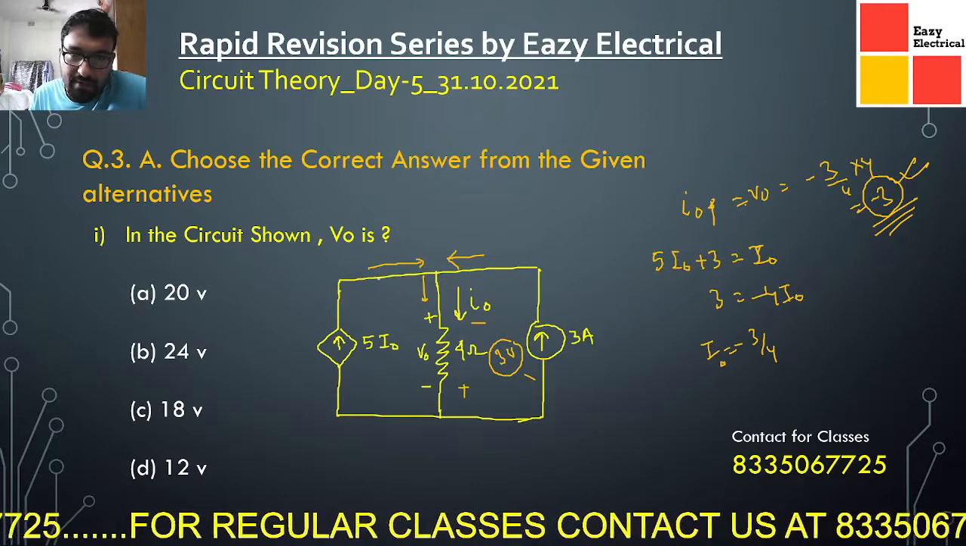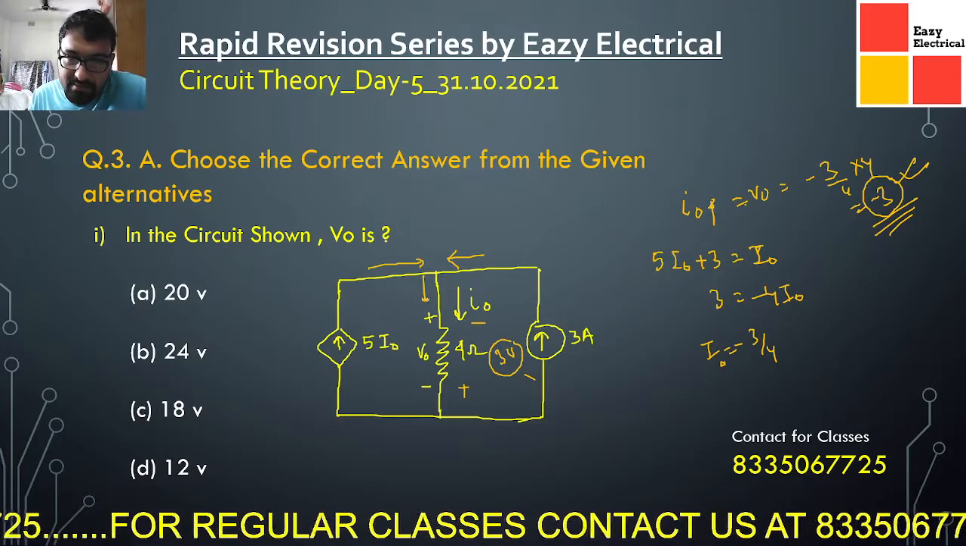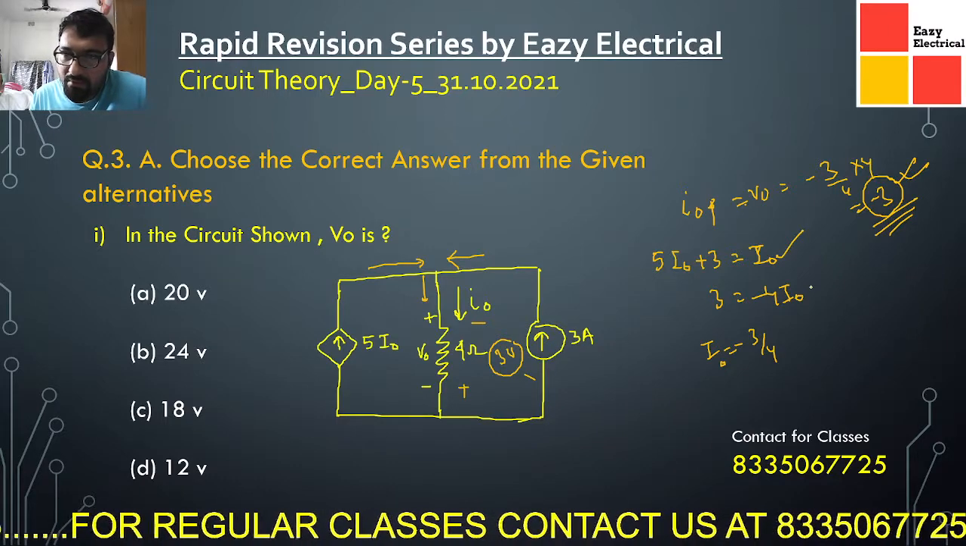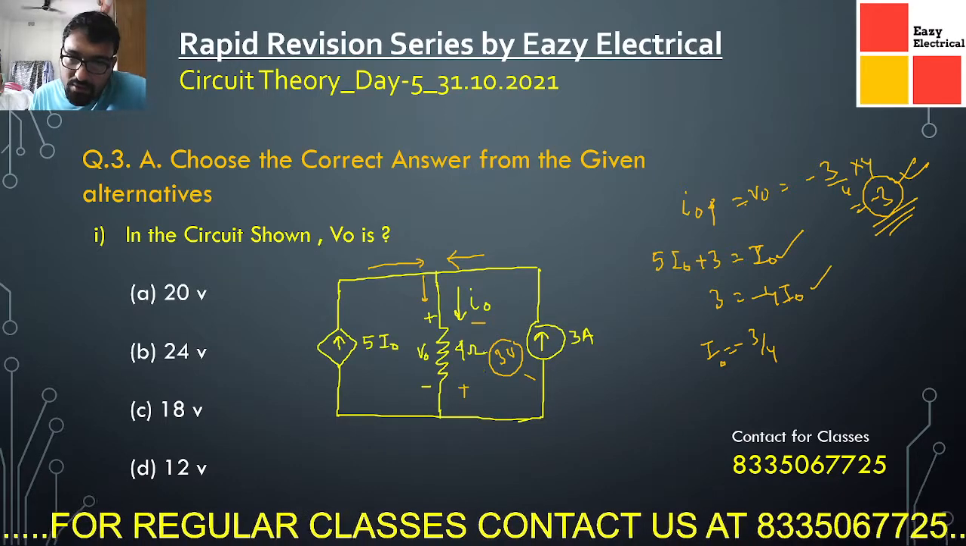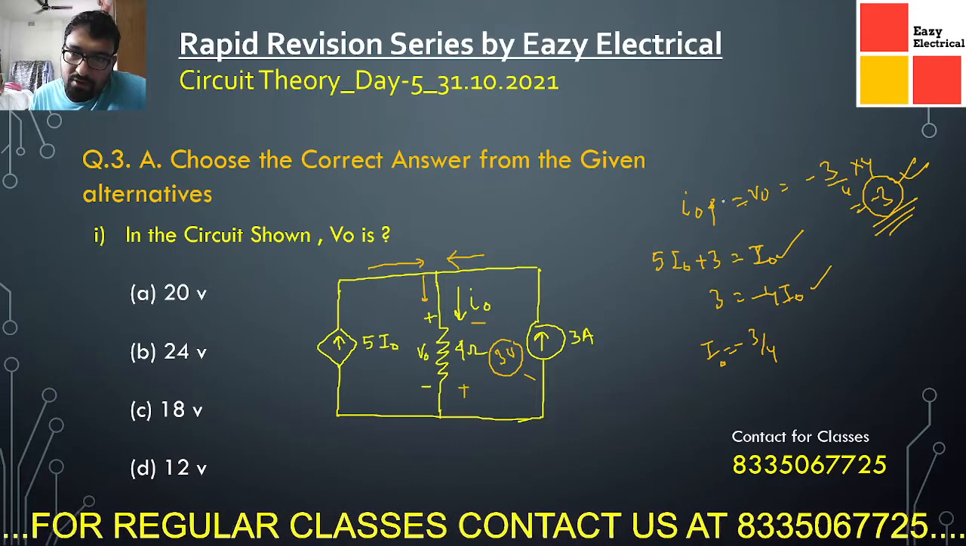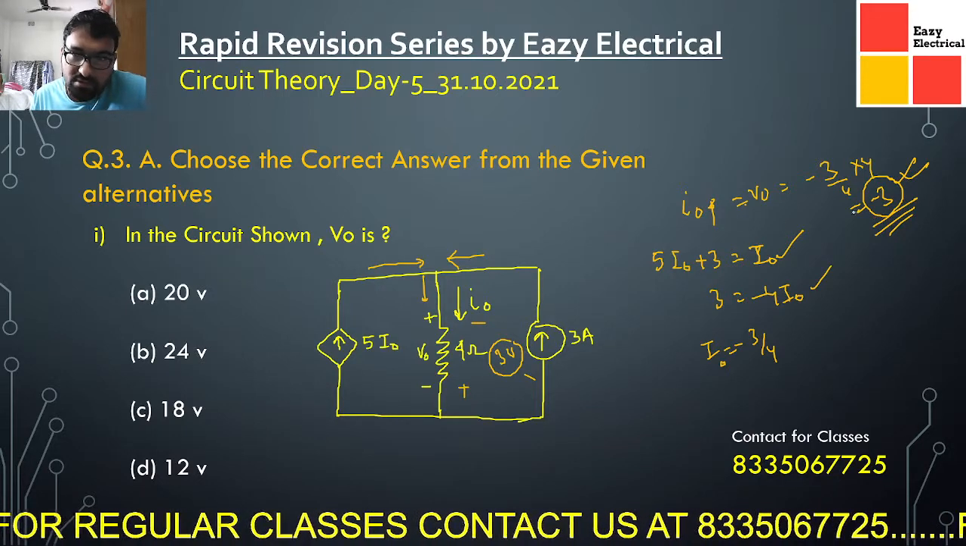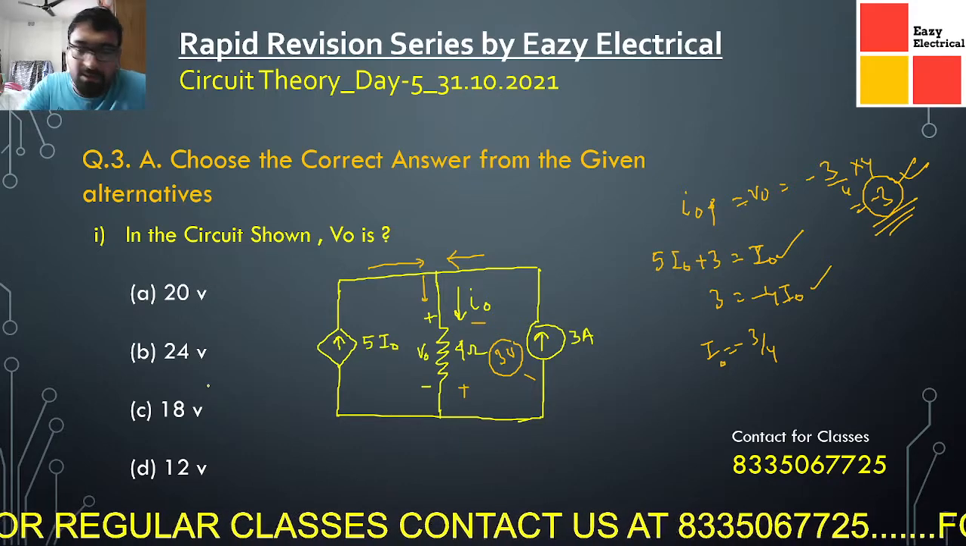See here, this is 5 I naught, this is I naught, and this is 3. That means 5 I naught plus 3 is equal to I naught. The statement is written. From that I have determined I naught, and I naught into R, that is 4, I have done. From that I have got this result. So this is the correct answer. Some mistakes in the questions will be there.